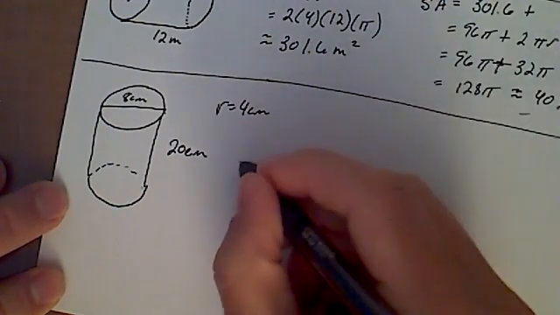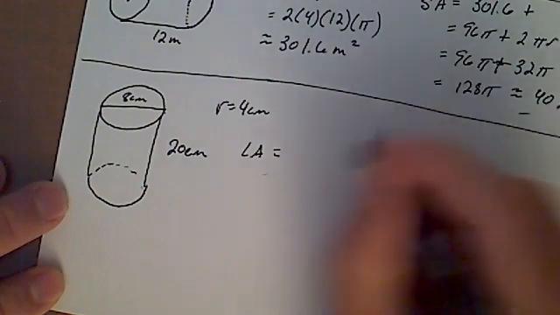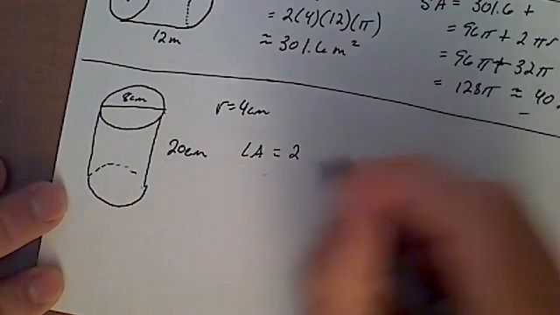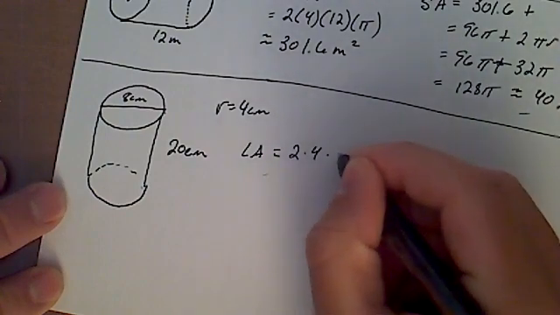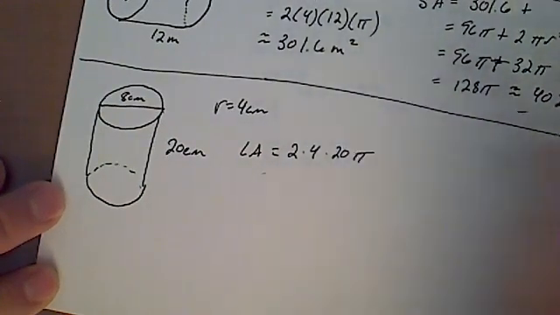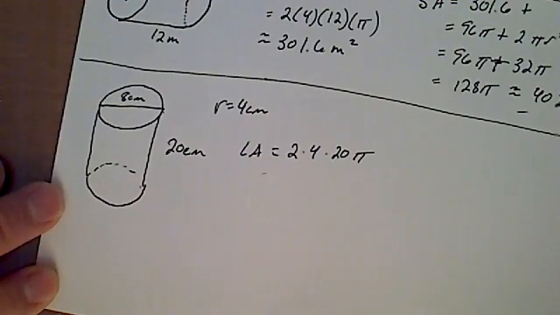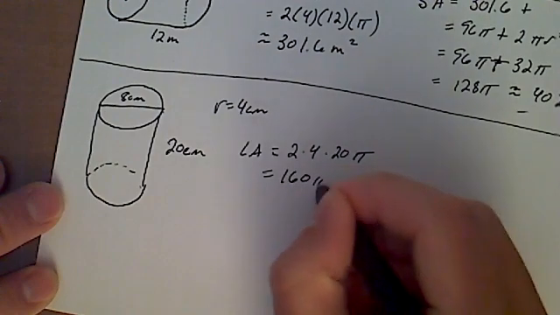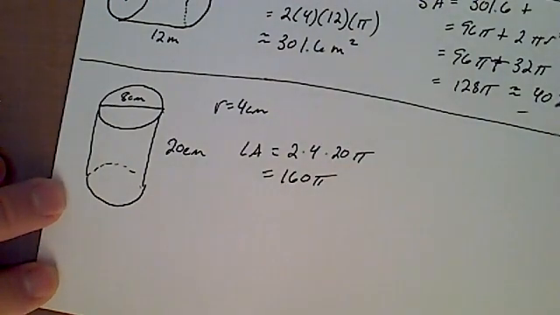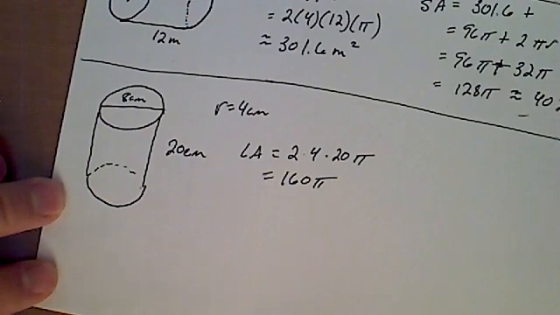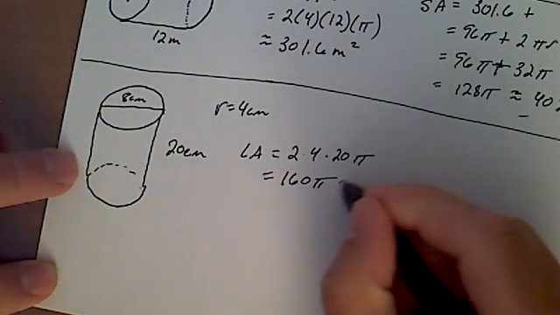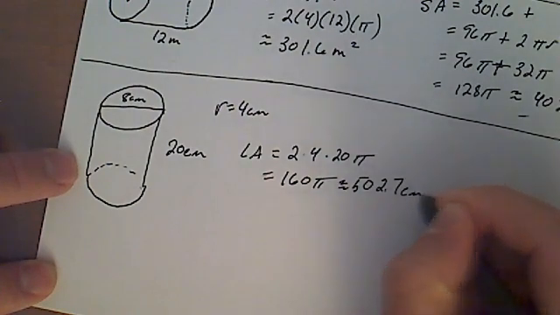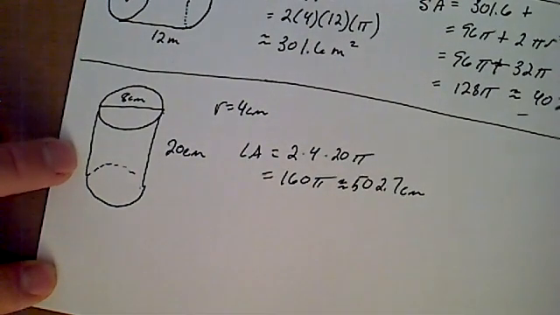All right, so our lateral area is 2 pi r h. That is 2, r is 4, h is 20 pi. And that is 8 times 20, which is 160 pi. And 160 pi is about 502.7 centimeters squared. We round up, it's 0.65.